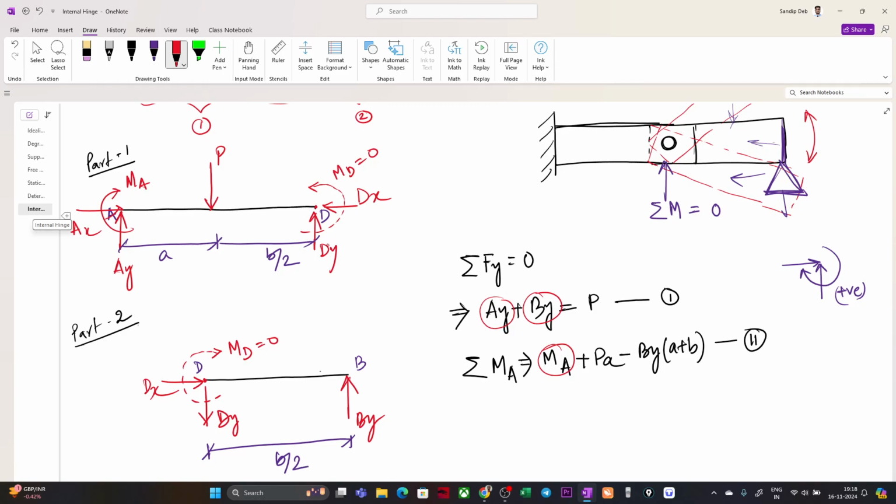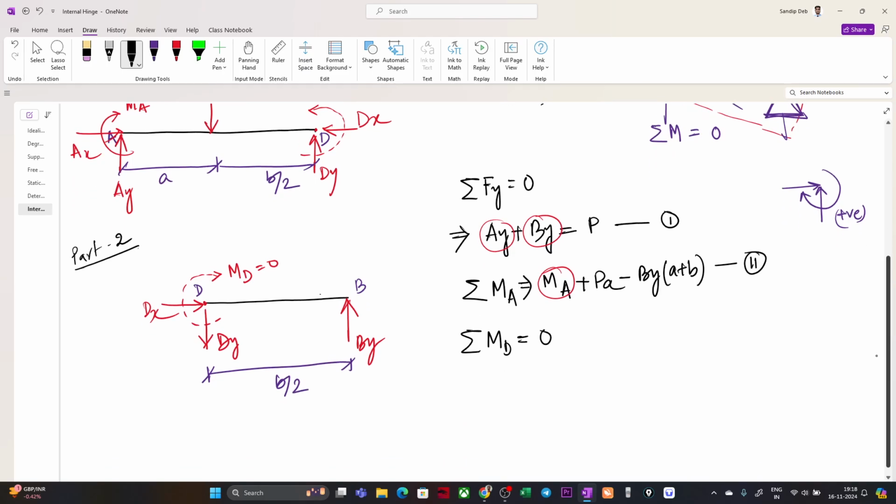We are not able to solve it. But now, as we have provided this addition, an internal hinge, we got another equation, which is summation of moment about D equal to 0. You take any of these, suppose here moment about D at this particular part 1. So in this case, if you write it here, it will be Ay into a plus b by 2. Am I writing it correctly?